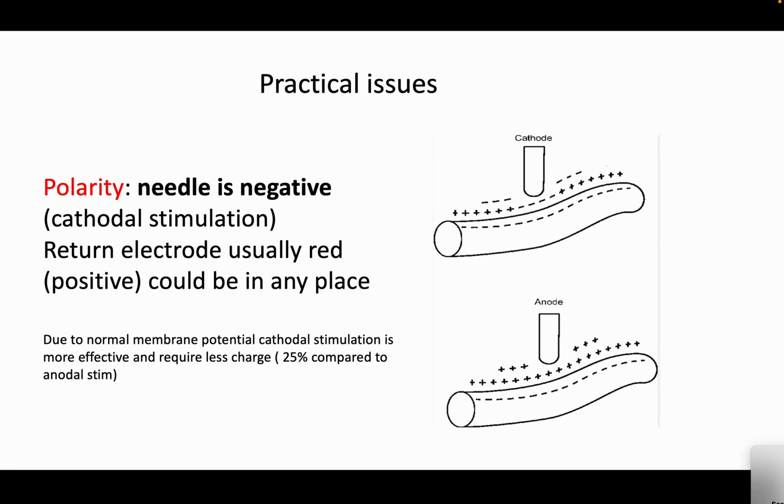So let's talk about some practical issues. Polarity. Usually you don't have to think about it if you use commercial needles and stimulators, but if you're trying to make it yourself, you have to understand that the needle is negative, N. It is so-called cathodal stimulation. And then the return electrode, usually red for commercial stimulators, is positive and could be in any place, honestly. And that's a demonstration because of the normal transmembrane potential. It shows you why cathodal stimulation is much more effective. As a matter of fact, it requires only 25% of the energy compared to anodal stimulation. This is a sign of anodal stimulation.